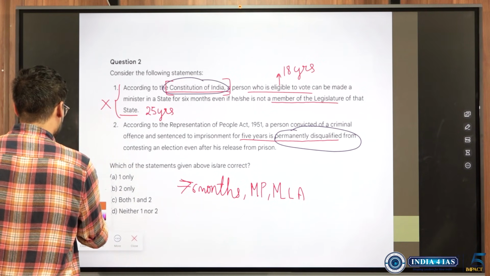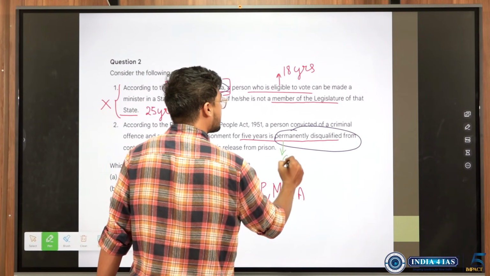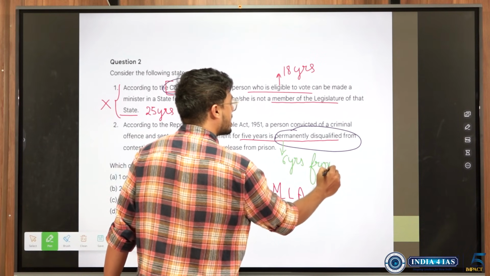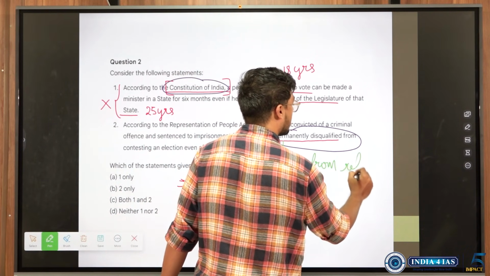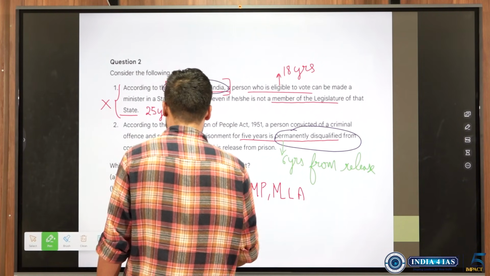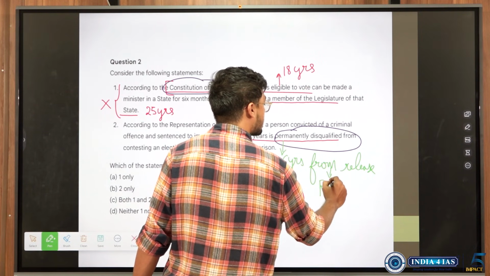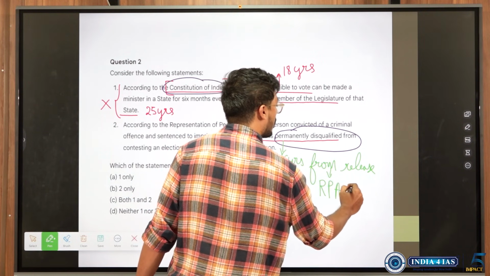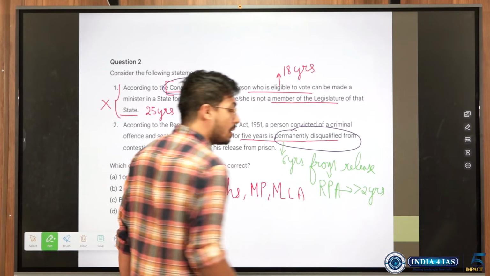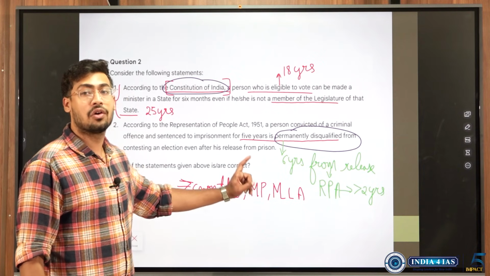What is the correct content for it? Actually it is up to 6 years from release. See, it has been explicitly mentioned in the RP Act that someone who has been imprisoned for more than 2 years shall be disqualified for a period of 6 years from the date of release of the person.